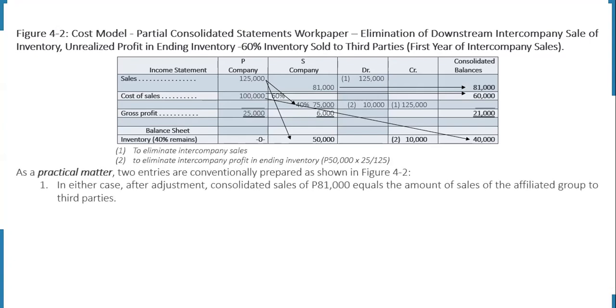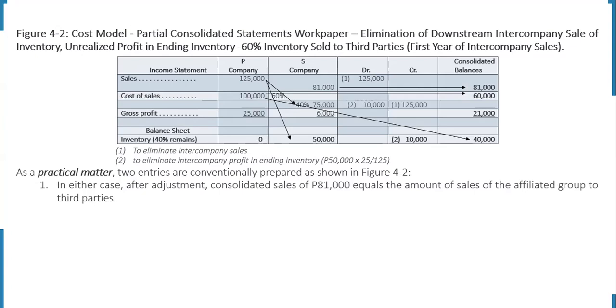Now, to eliminate intercompany sales, that's entry number 1, debit sales of the parent company, and we have to credit cost of sales of the subsidiary company. Then entry number 2 is to eliminate intercompany profit in ending inventory amounting to 10,000. So we have to debit cost of sales and credit inventory for 10,000. As a practical matter, two entries are conventionally prepared as shown in figure 2.